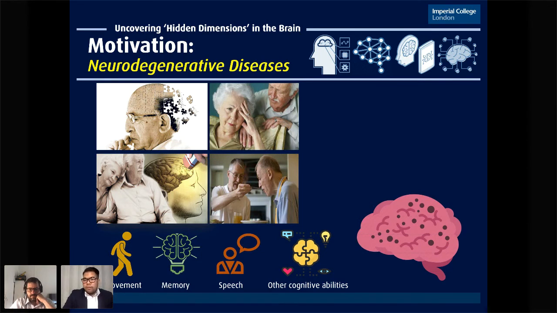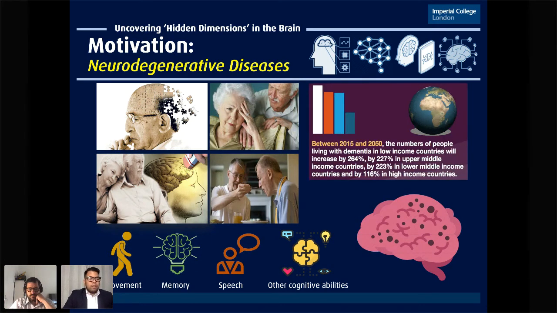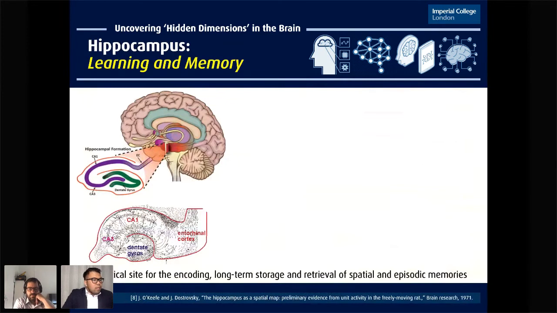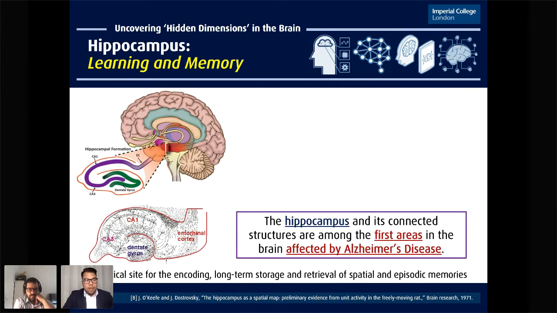The most common type of neurodegenerative disease is dementia, of which 70% of cases are Alzheimer's disease. It is projected that there will be a significant increase of such cases in the next decades or so, especially in low-income countries. The hippocampus, which is a critical site for the encoding, long-term storage and retrieval of spatial and episodic memories, and its connected structures are among the first areas affected by Alzheimer's disease.